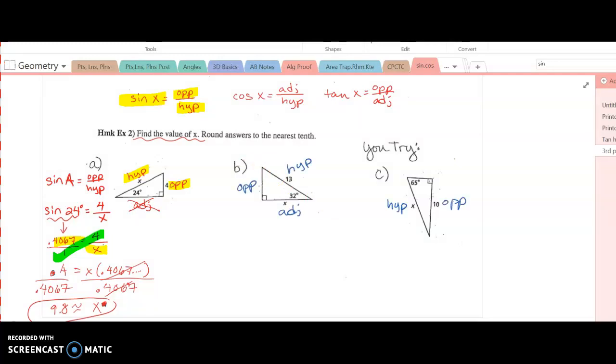Okay, so on part B, since we didn't have anything on the opposite side, we only had stuff on the adjacent and hypotenuse sides of my triangle, that's my clue that this one is cosine. So cosine of 32 degrees, cosine of the angle, equals adjacent, which in this case is x, over hypotenuse, which in this case is 13. So then we take cosine of 32 in our calculator, and that comes out to 0.8480.